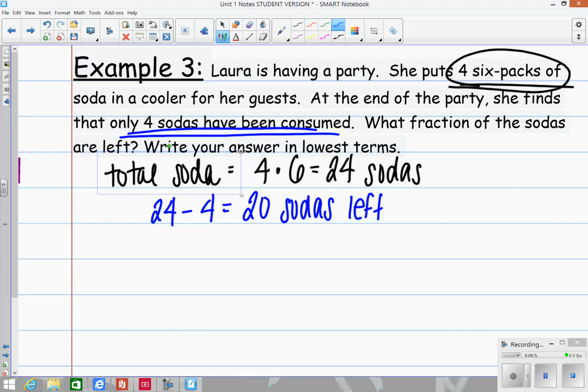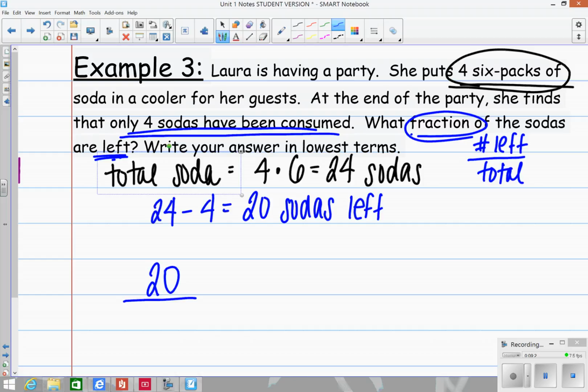So we want to figure out what fraction of the sodas are left. So how many are left? So the number left over the total amount that we started with. That's really what we're asking. So fraction is always the part over the whole. So the part that we're looking for is how many are left. So the number of sodas left are 20 divided by the total, which is 24. And we want to write our answer in lowest terms. So technically, yes, this is an answer, but we want to get it into lowest terms.